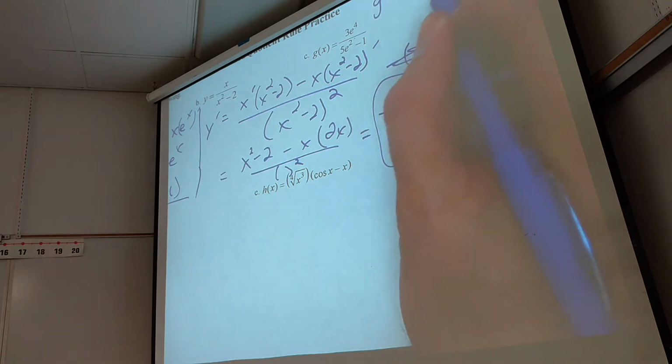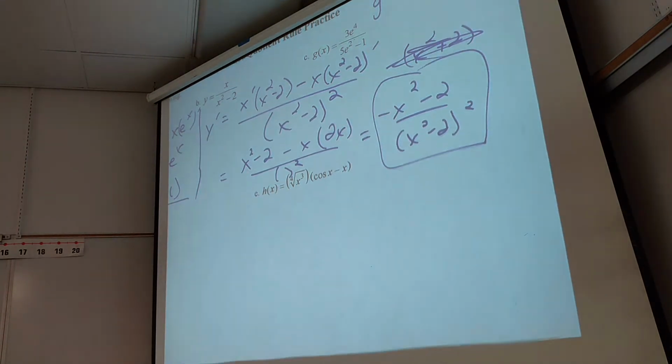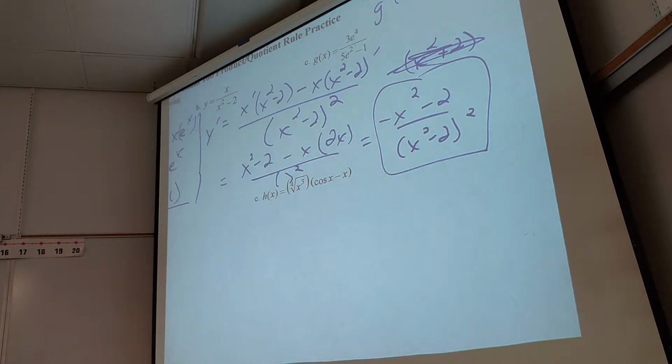What's g prime of x? Come on, I've got that. Zero. Thank you. Because what is 3e to the 4th over 5e squared minus 1? It's a constant. So it's derivative of 0.